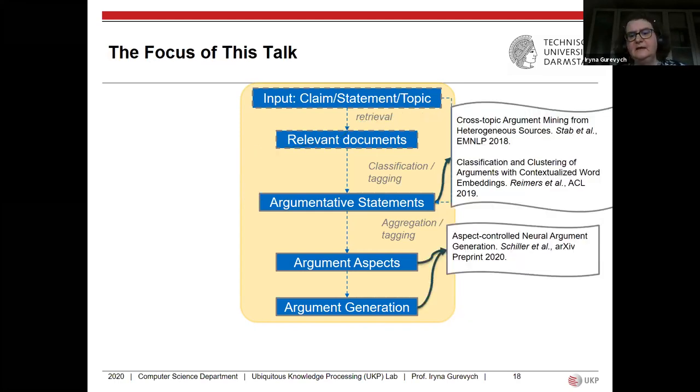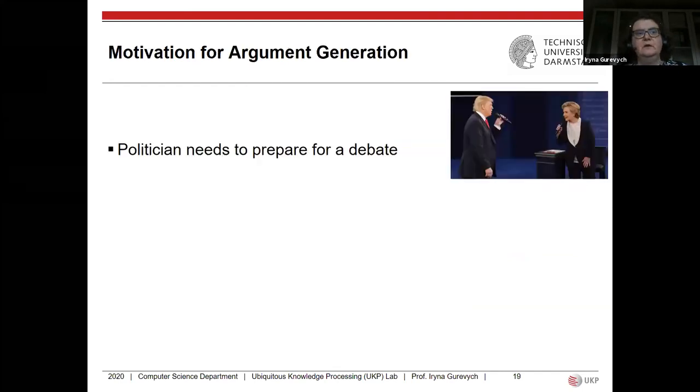So now I turn to the second research focus of my talk, which is the aspect-controlled neural argument generation.